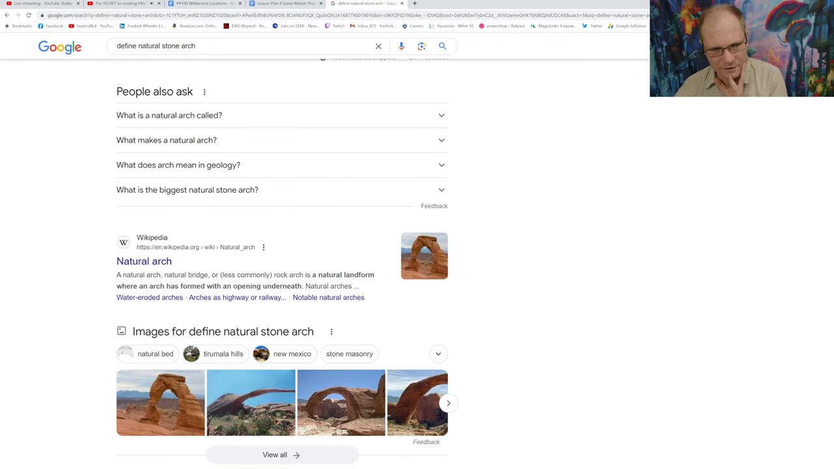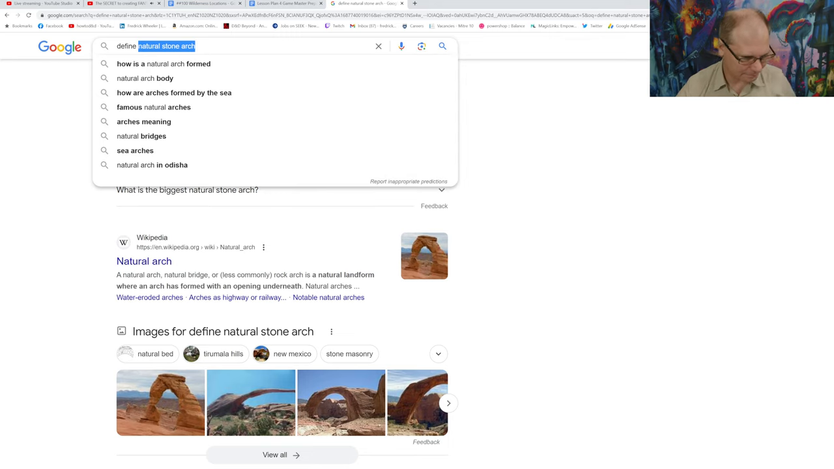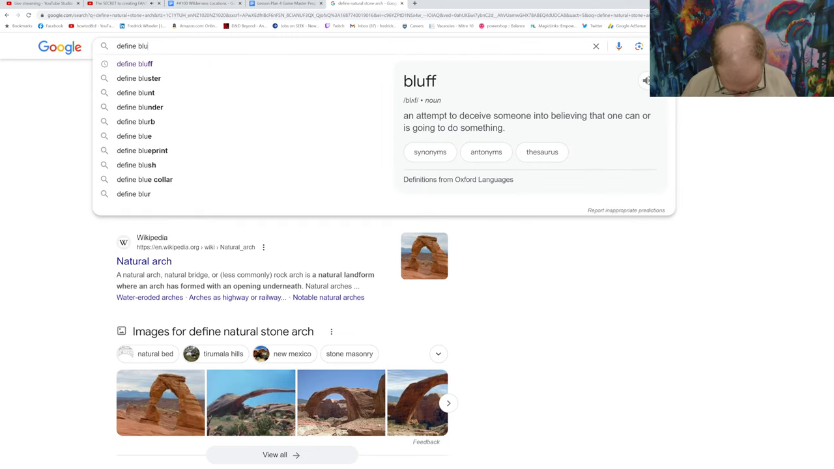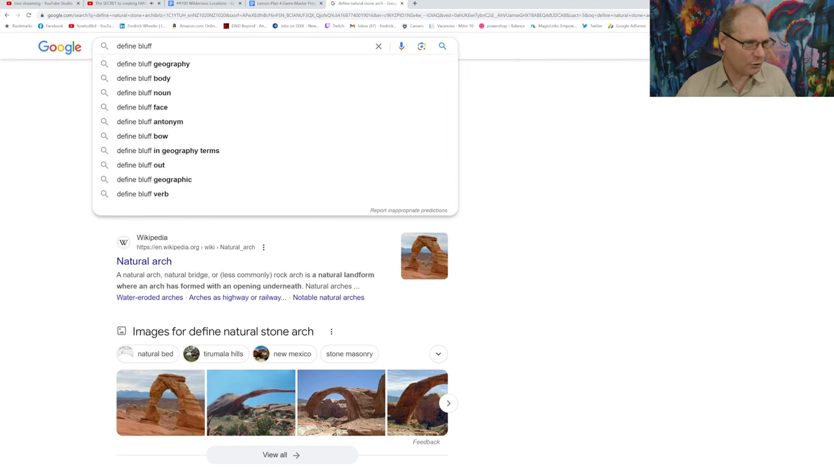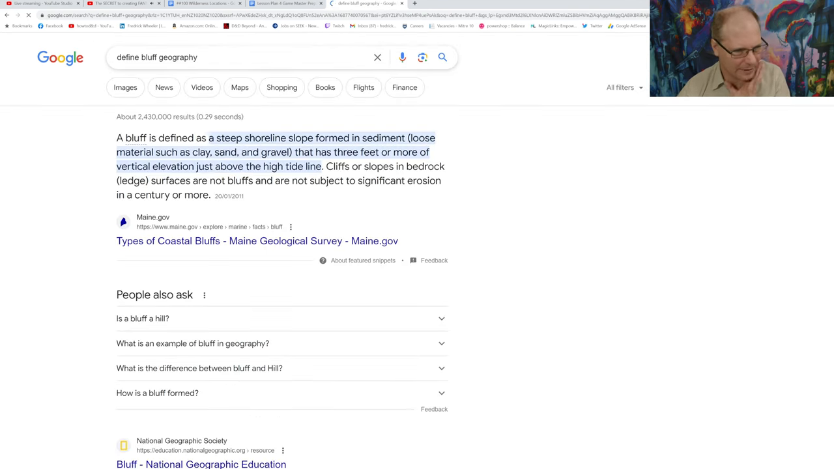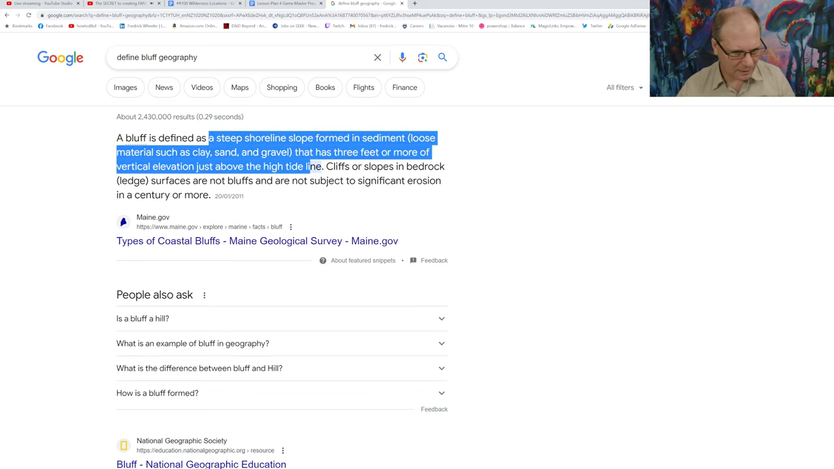Next, bluff. So let's figure out this bluff. Define bluff. Geography. There we go. Let's try that. Okay, here we go. A bluff is defined as a steep shoreline slope formed in sediment, loose material such as clay, sand, and gravel. They're 3 feet or more in vertical elevation just above the high tide line. Okay, so that's what we need to turn our bluff into. All right, well, that's good. Now I know what a bluff is. Let's take that.